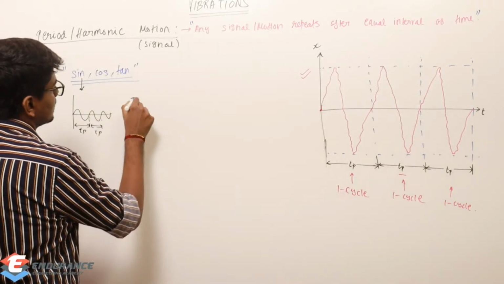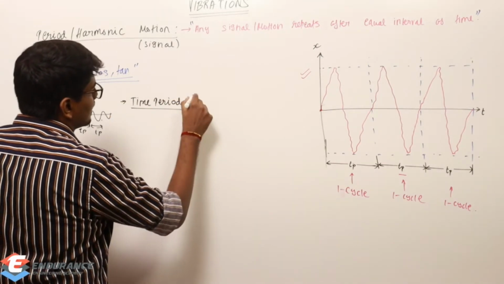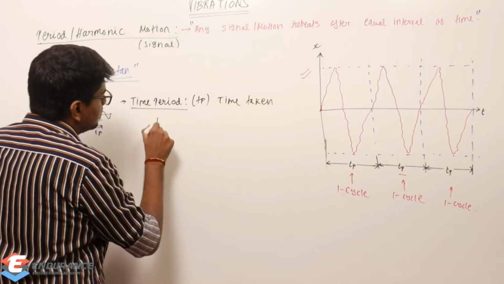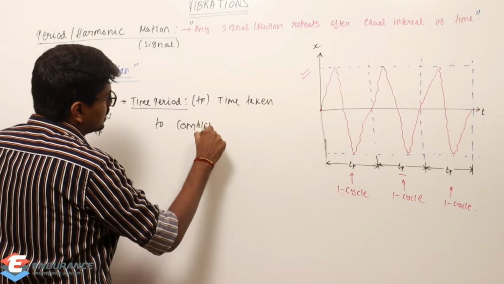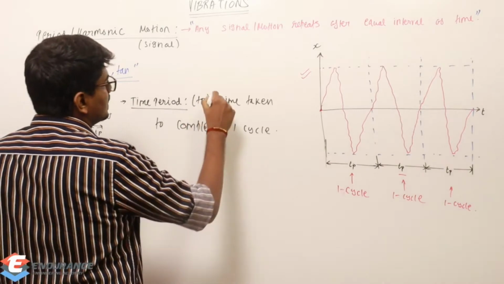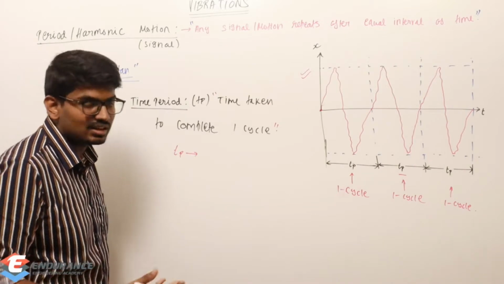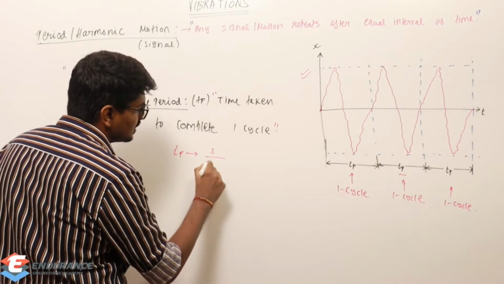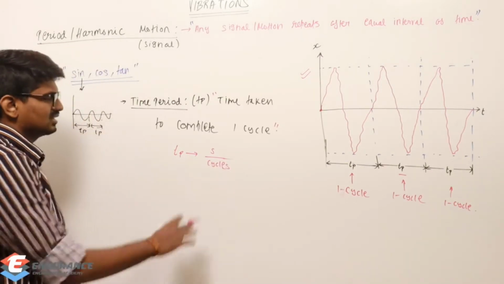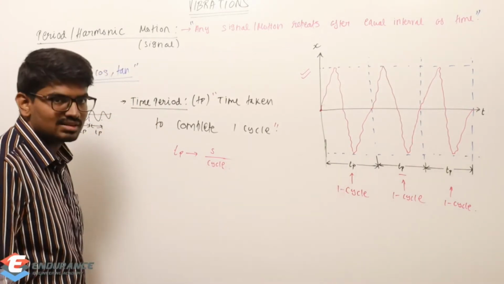Next, the term I am defining here is time period, TP. Time taken to complete one cycle is called the time period. Generally, time period TP is represented in seconds, so it is seconds per cycle. For each cycle, how much time? How much time it takes to complete one cycle is called the time period.